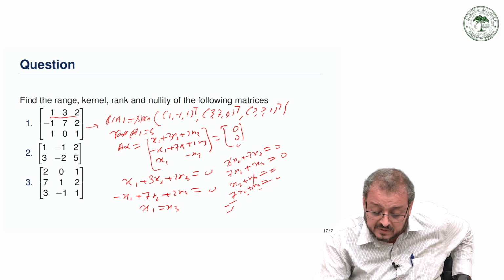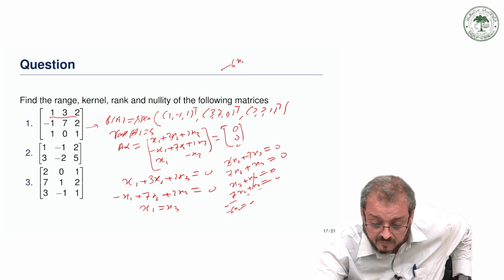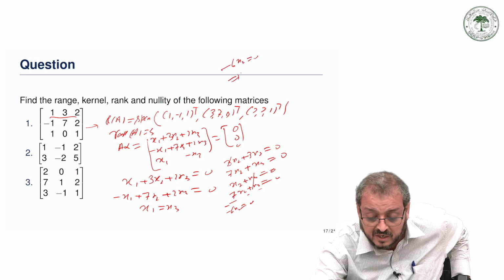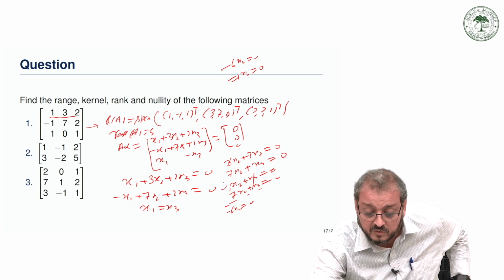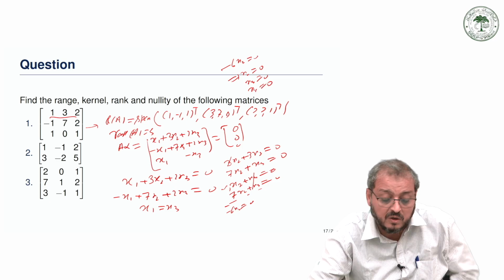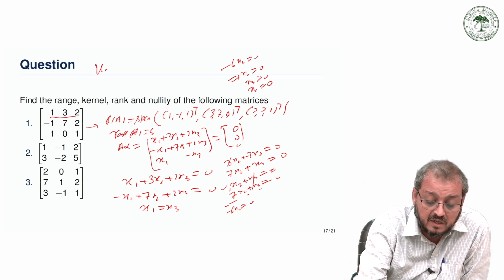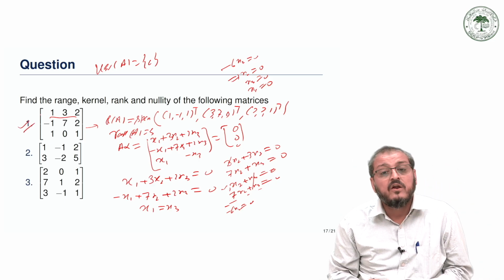So you have a minus 6 x2 is equal to 0, which implies that x2 is equal to 0. If x2 is equal to 0, then clearly from any one of the equations we have x3 is equal to 0, and then x1 is equal to 0. So this means the kernel of A is nothing but the zero subspace, and that means the given matrix is a non-singular matrix.